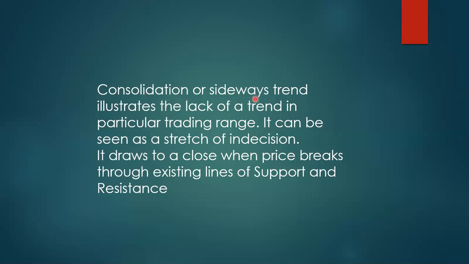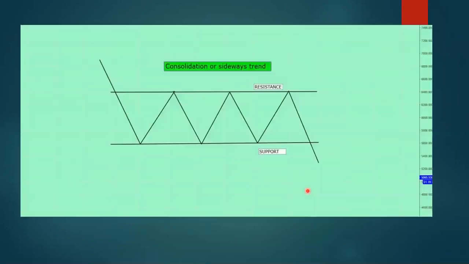Consolidation illustrates the lack of a trend in a particular trading range. It can be seen as a stretch of indecision. It draws to a close when price breaks through existing lines of support and resistance. As we can see, this line here is resistance. This line here is support.